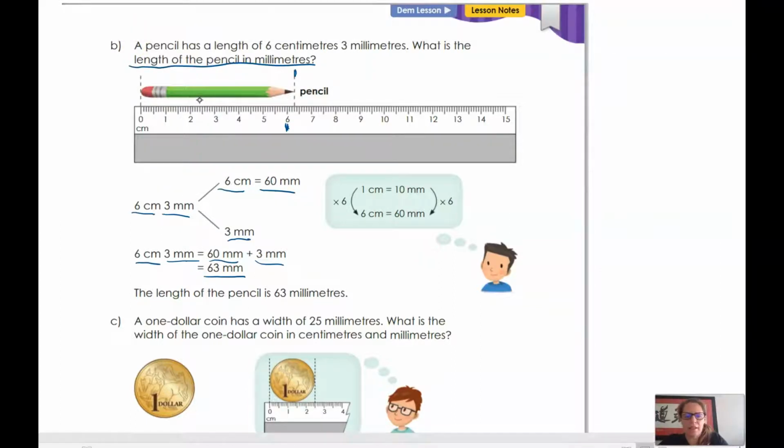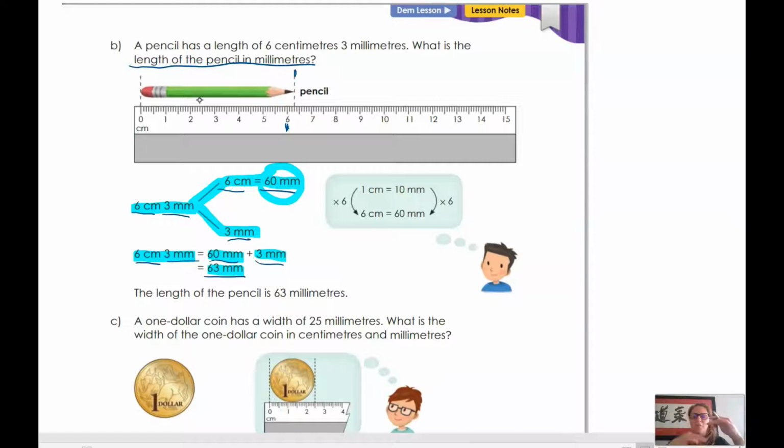They're saying the same thing, 6 centimetres and 3 millimetres. They're breaking it off. So the 6 centimetres goes up here and they turn it into 60 millimetres. But the 3 millimetres stays the same. Okay, and so then they've rewritten the 6 centimetres and 3 millimetres is 60 millimetres, which we found up the top here, plus 3 millimetres. And then they're adding those two numbers together to get 63 millimetres.